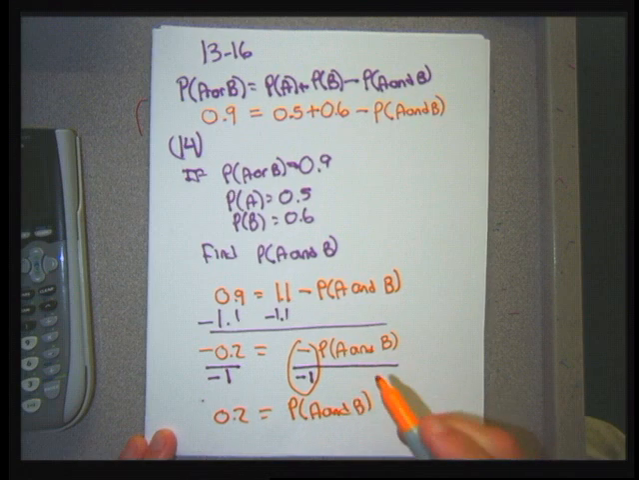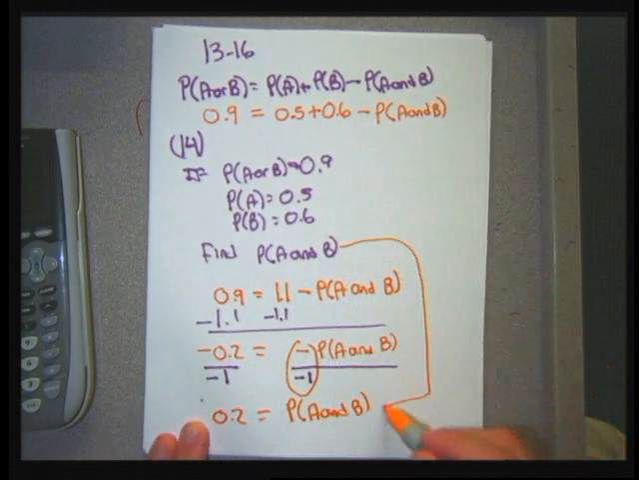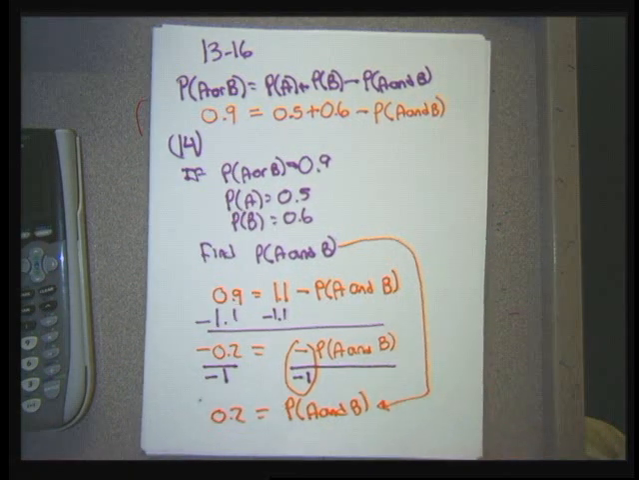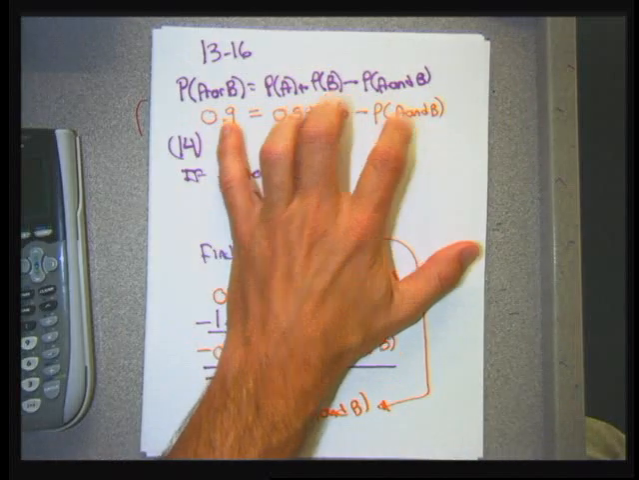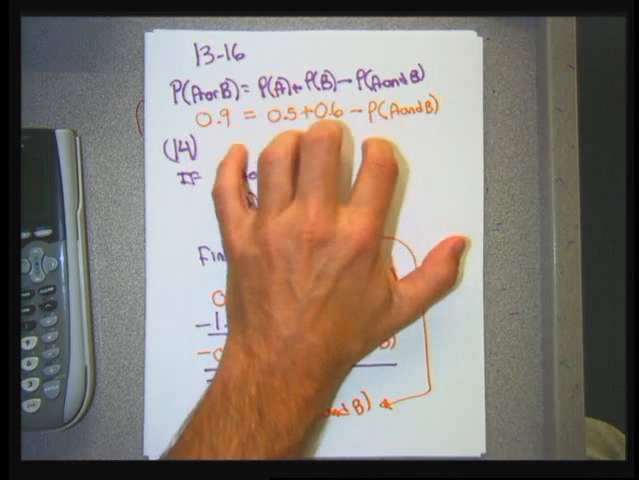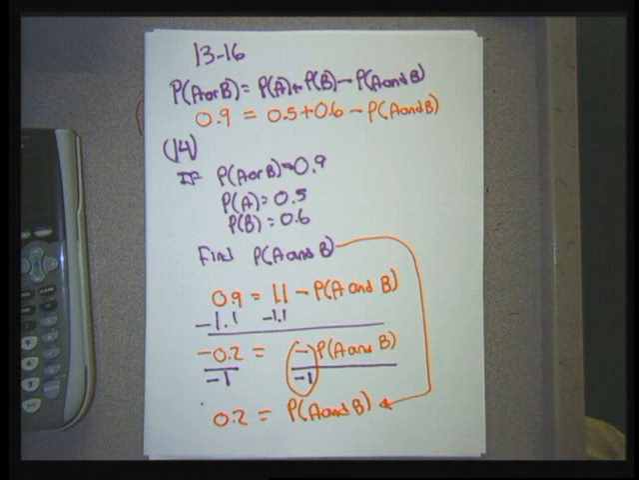So the author asked me to find the probability of A and B, and I can say the probability of A and B happening simultaneously is 20% or 0.2. Problem 16 is going to work basically the same way. The author is going to give me values for 3 of the 4 pieces of the formula. I'm going to replace the pieces with the numbers, and I'm going to solve for what the author asked me to solve for. So in problem 16, the author wants me to find the probability of A.